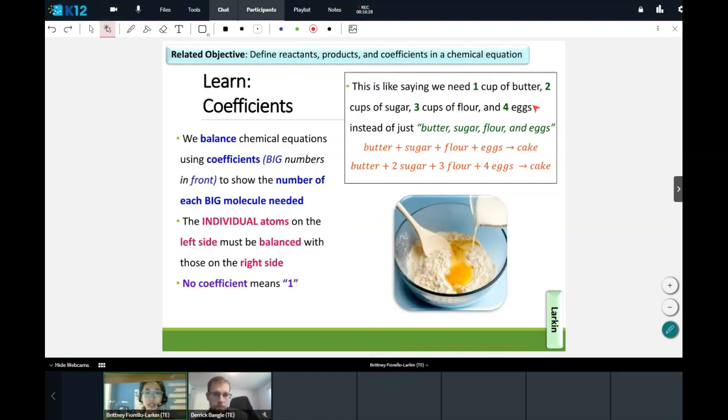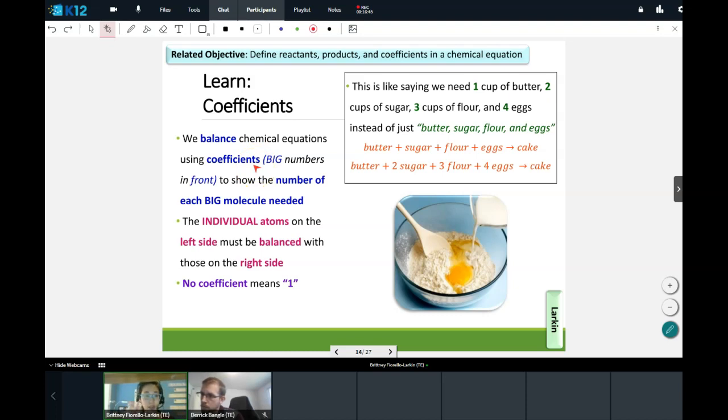Okay, so the way in which we can balance these equations is going to be through something called coefficients. Coefficients are going to be big numbers that we're going to put in front of our molecules to show us how many of our big molecules overall we need.